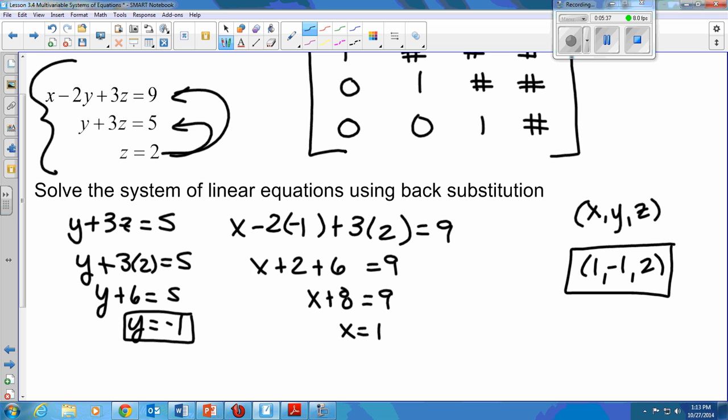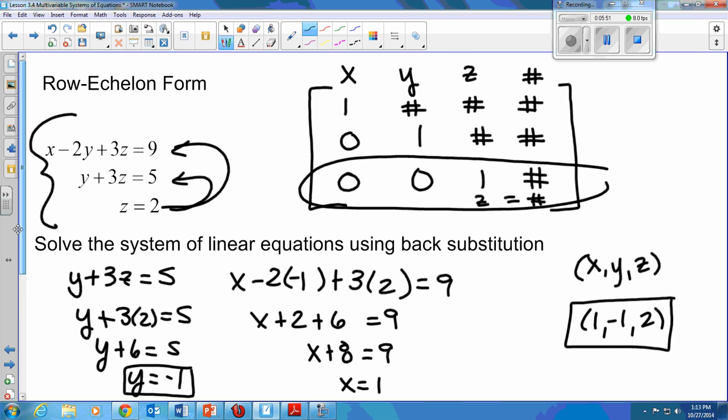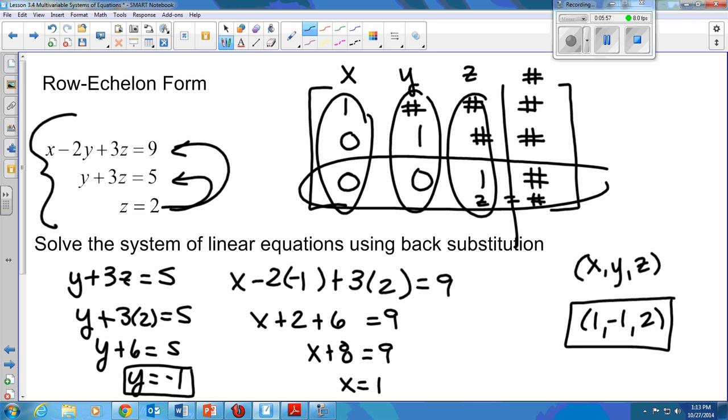Whatever your last equation is, if I look at this last equation right here, this equation says no x's, no y's, z is equal to this number. So z will always be equal to whatever that number is. Remember, when I put these in order, these are all x's, these are all y's, these are all z's. There's an understood equal sign down here, and those are all my constants.